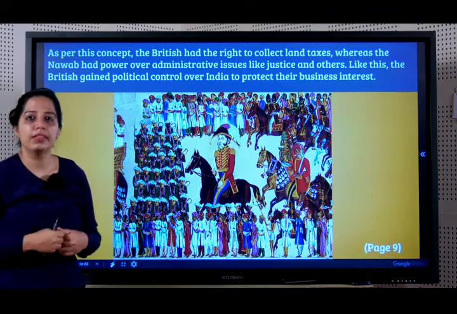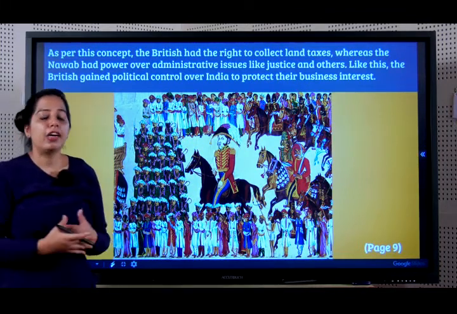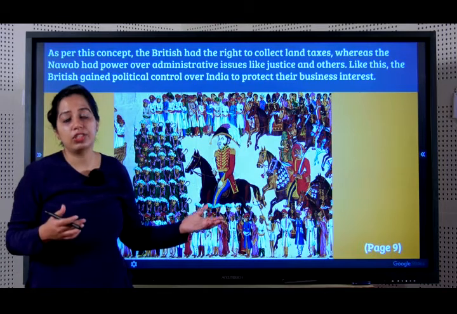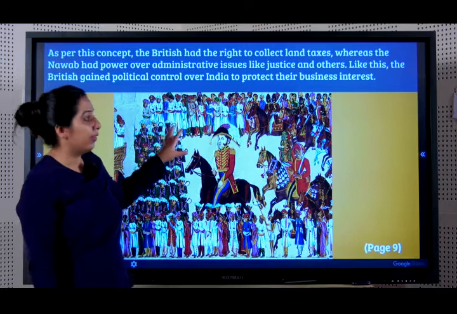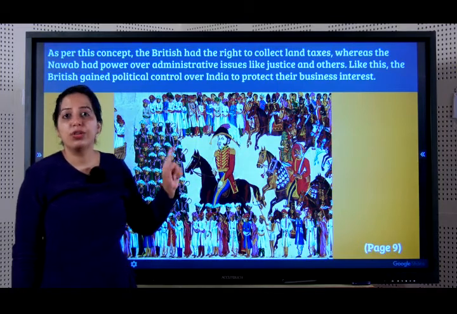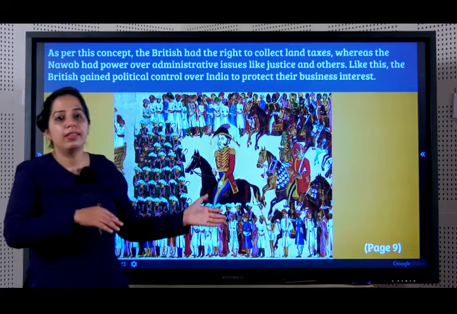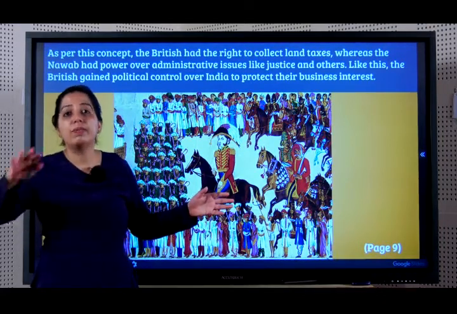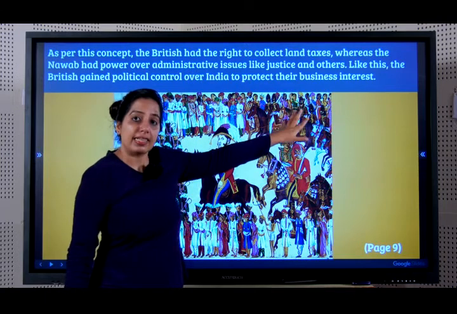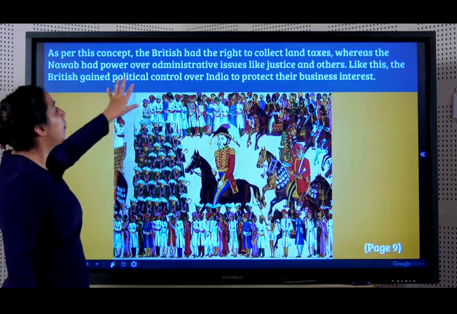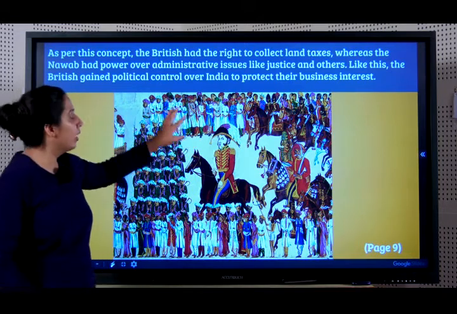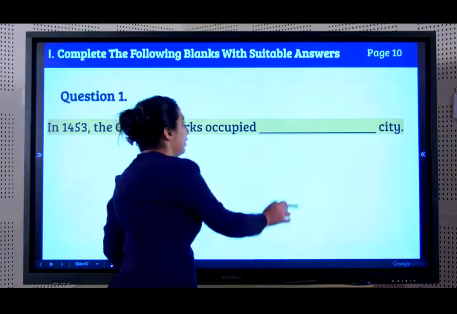Now, just like our Indian government, we also pay tax to the Indian government. But our government gives us so many facilities, such good infrastructure of road, transport, communication, defense, and so on. But would the British give all these facilities of development after they collect the tax? No. They collect the tax, but the administration or the welfare of the people is to be carried out by the king. So as per this concept, the British had the right to collect taxes, whereas the Nawab had power over administrative issues like justice and others. Like this, the British gained political control to protect their business in India.